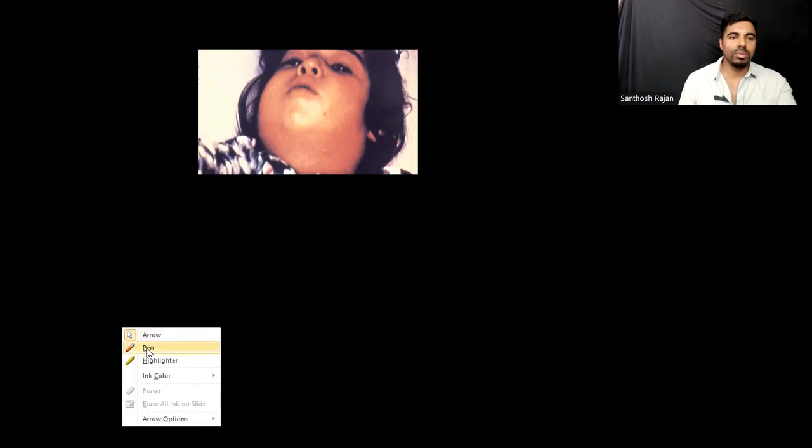So this is your bull neck. If you see this picture, diffuse swelling is there. It looks like a bull's neck. So that would be Corynebacterium diphtheriae. Okay, that's the easy one. This is toxin mediated, so Corynebacterium diphtheriae causes this.